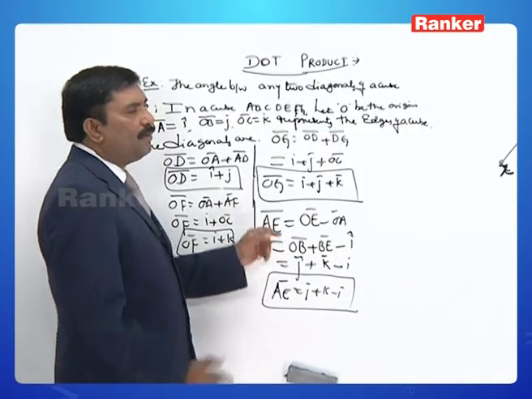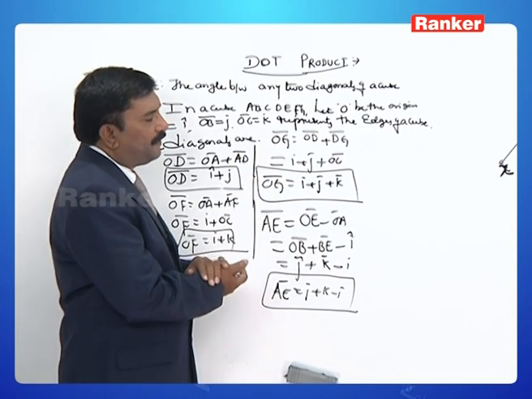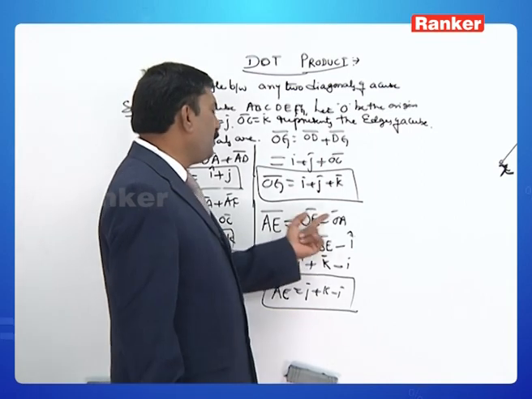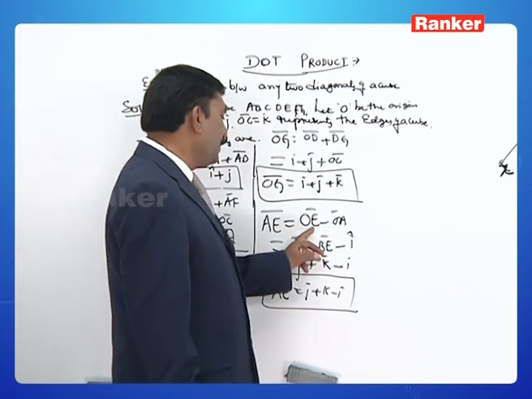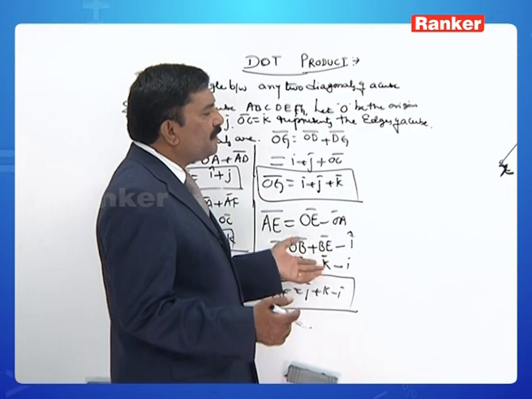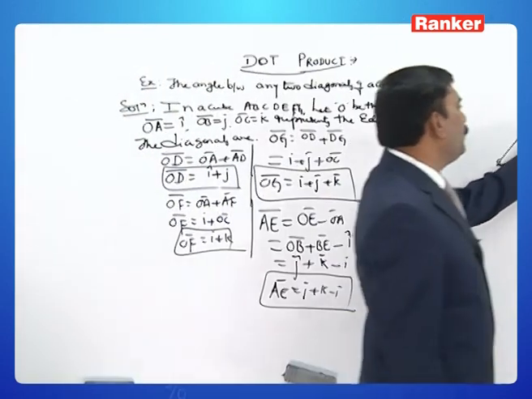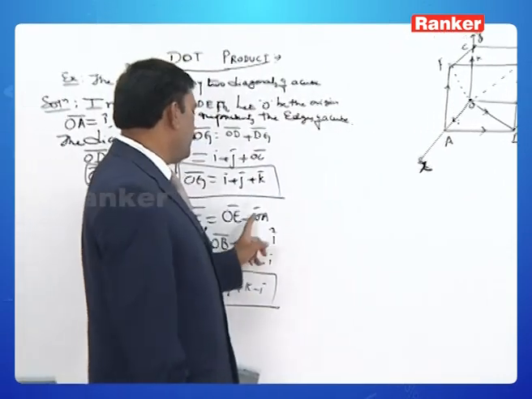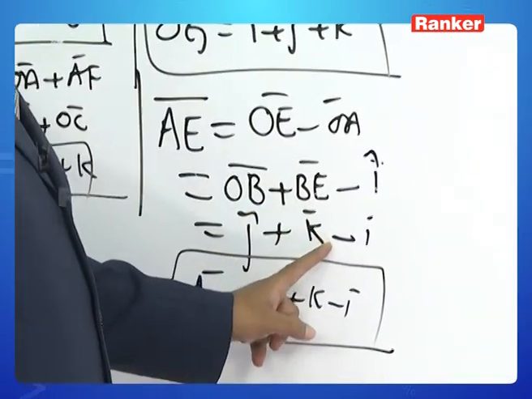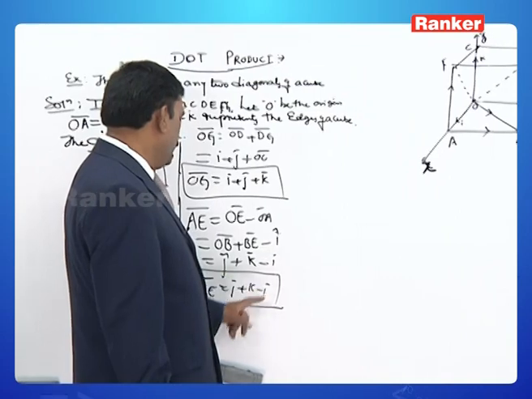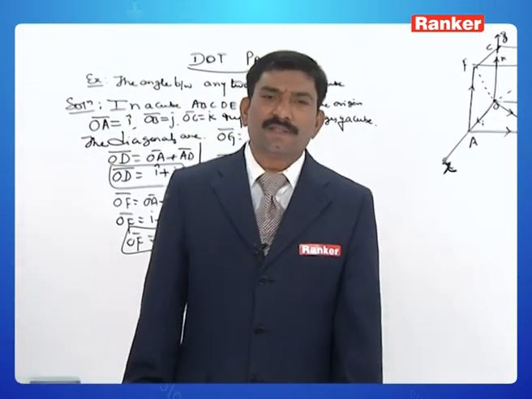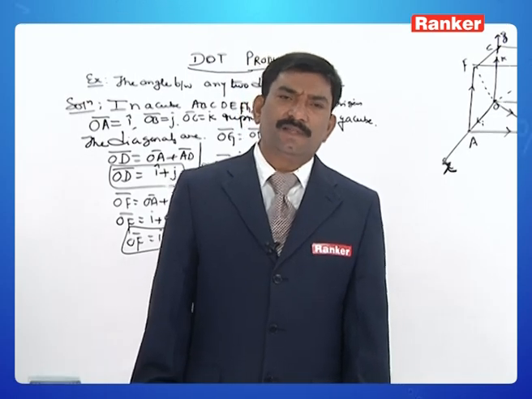AE bar, we do not know exactly from the figure. So better write it as the position vectors of its extremities: OE minus OA. What is OE? We don't know. OE is, by using vector addition, OB bar plus BE bar. So therefore, J plus K minus I. Therefore, AE bar is equal to J plus K minus I.